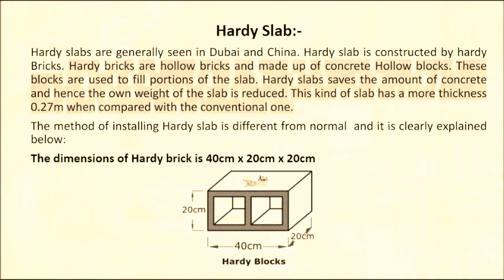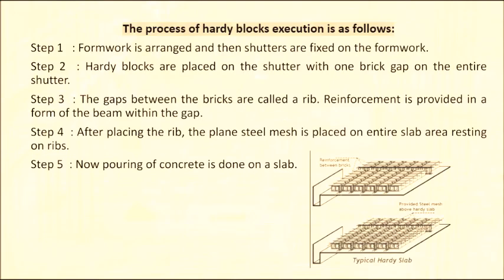Hardy slab saves the amount of concrete and hence the self-weight of the slab is reduced. This kind of slab has a greater thickness, 0.27, when compared with the conventional one. The method of installing hardy slab is different from normal and it is clearly explained below. The dimensions of a hardy brick are 40 cm x 20 cm x 20 cm. The process of hardy block execution is as follows.